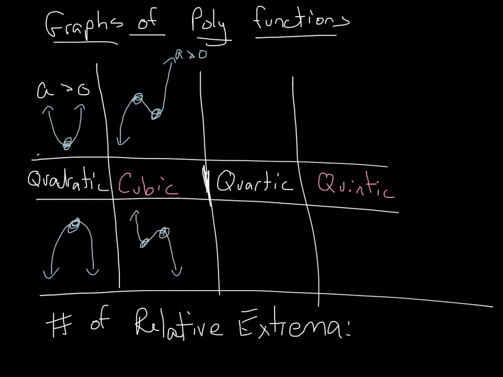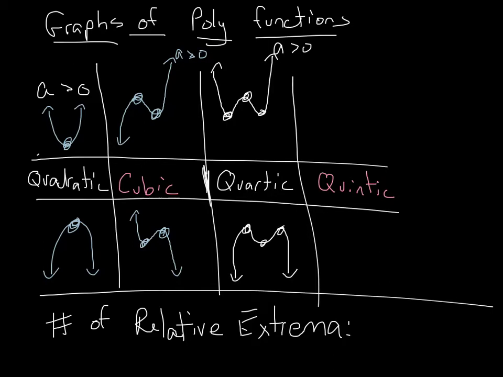Alright, the quartic functions. The quartic functions look kind of like W's. Now, if a is positive, that's what it looks like. It's got two minimums and a maximum. That's on a generic one. Sometimes they just have one minimum, but those are special cases. And if a is negative, both arrows face down.